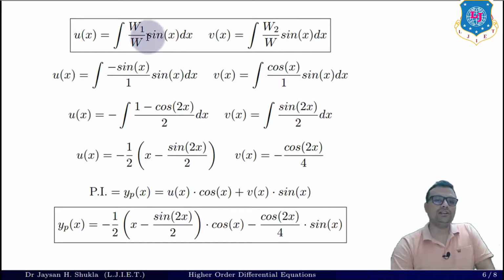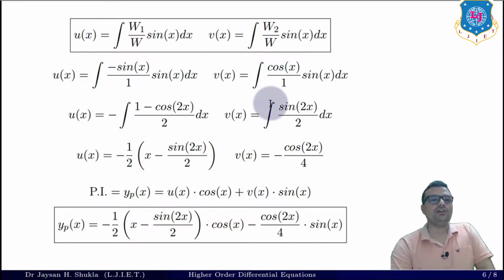Taking the values, for u, W1 is minus sin x and W is 1, into sin x dx. For v, W2 is cos x, W is 1, into sin x dx. Let us simplify this. It gives me minus sin x into sin x, that is minus sin square x. Using the trigonometric formula of cos 2x, I can convert sin square x into (1 minus cos 2x) by 2. Over here, it is cos into sin. Multiply and divide by 2, so in the numerator you will get 2 cos x sin x, which will convert into sin 2x.